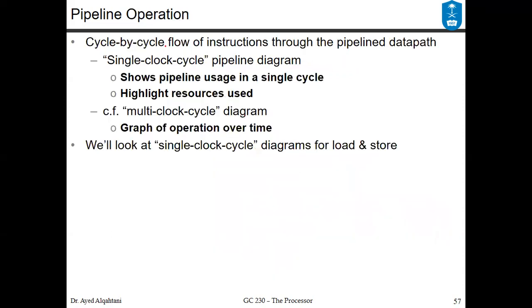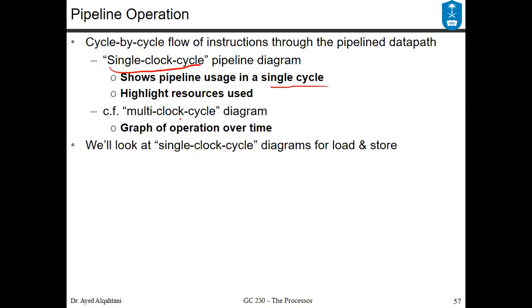Now, the pipeline operation happens cycle by cycle. It has cycle by cycle flow of instruction through the pipeline data path. You have a single clock cycle pipeline diagram where you have only a single clock cycle, and you are checking what's going on in this clock cycle. It shows the pipeline usage in a single cycle and highlights the resources that are used in that cycle.